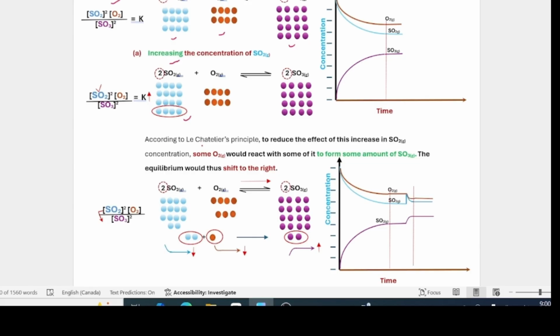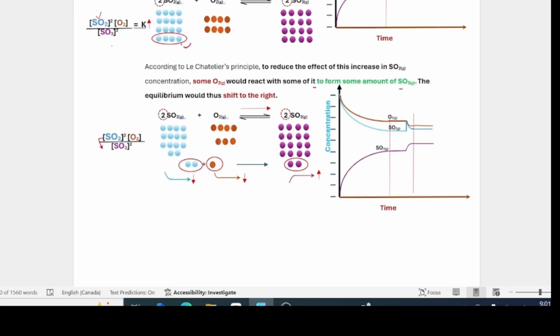According to Le Chatelier's principle, to reduce the effect of this increase in sulfur dioxide concentration, some oxygen will react with some of it to form some amount of sulfur trioxide. The equilibrium will thus shift to the right.